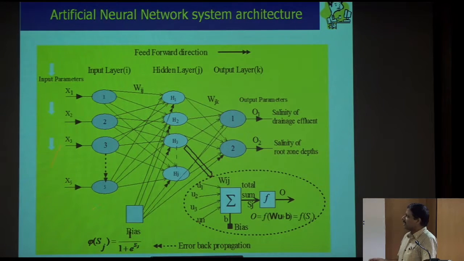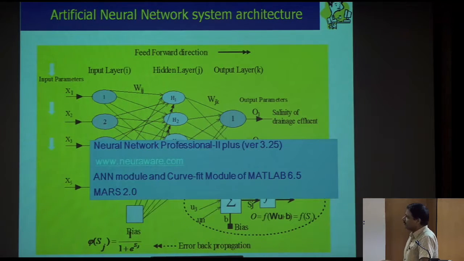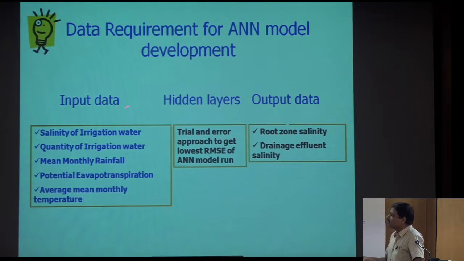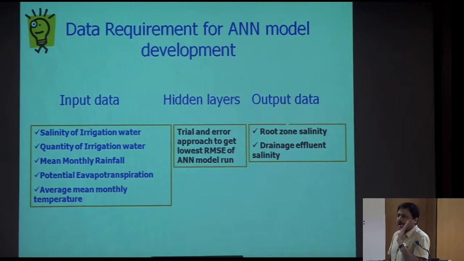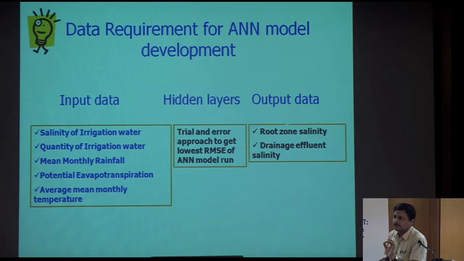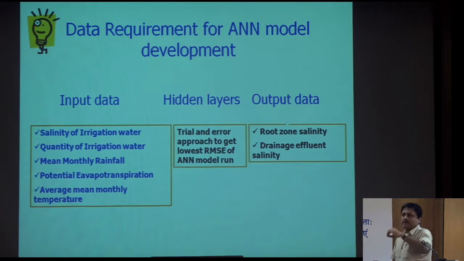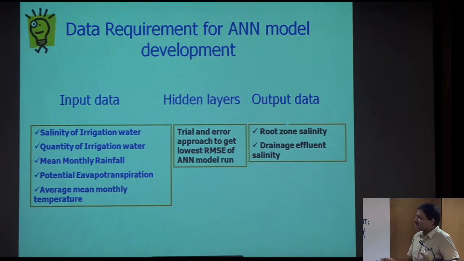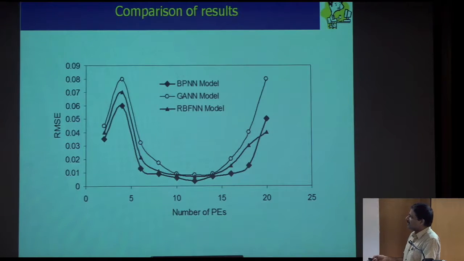So here we use the ANN model. In the SALTMOD model there are 20 parameters, but we did the sensitivity analysis and could use only 5 parameters. That means artificial intelligence is not data intensive when applied to agricultural water management. Maybe in other fields like medical I cannot say, but in agricultural water management we are using minimal data sets to develop the models.